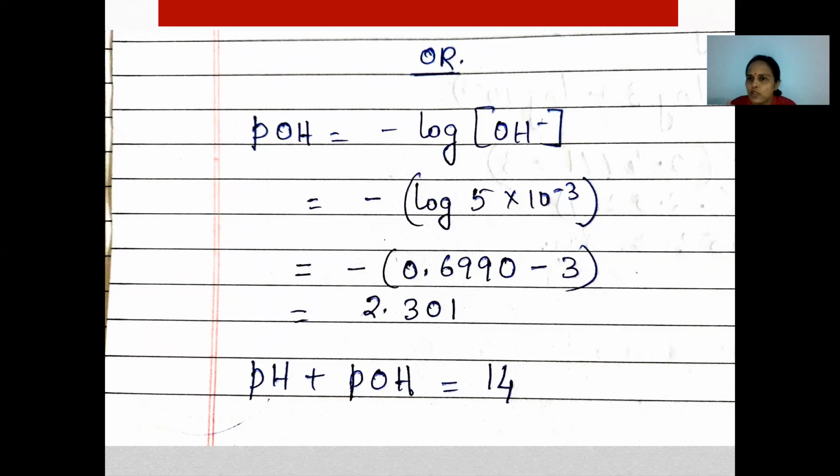So log 10 value is 1. So minus 3 into 1 is minus 3. So on subtracting, I get the answer here as 2.301. So this is pOH which I get, 2.301.